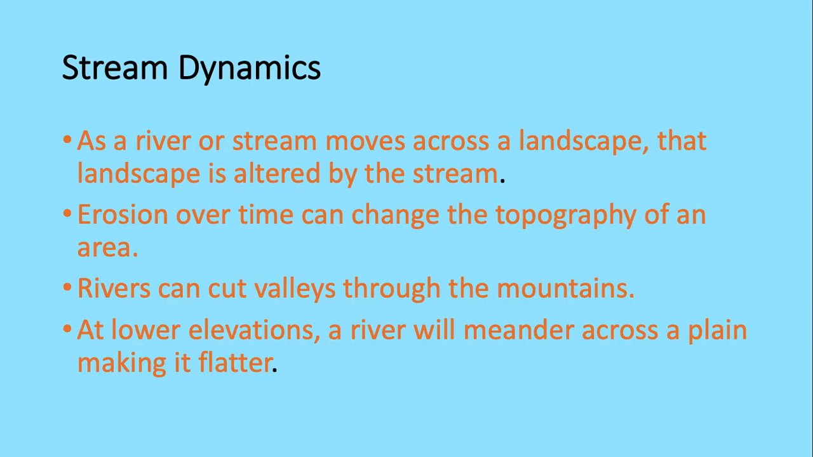As a river or stream moves across a landscape, that landscape is altered by the stream. Erosion over time can change the topography of an area. Rivers can cut valleys through the mountains. At lower elevations, a river will meander across a plain, making it flatter.